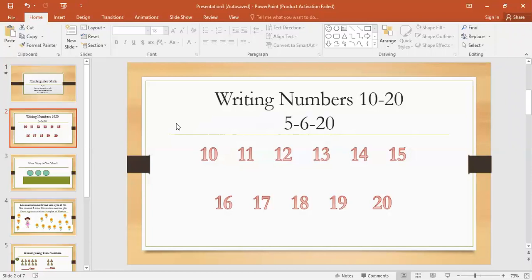Okay, we're going to go ahead and say the numbers 0 through 20 before you begin writing numbers 10 through 20. So let's start all the way at the beginning. Ready? 0, 1, 2, 3, 4, 5, 6, 7, 8, 9, 10, 11, 12, 13, 14, 15, 16, 17, 18, 19, 20. Right now, we're going to go on from 20 and we're going to count up to 30. Ready? 20, 21, 22, 23, 24, 25, 26, 27, 28, 29, 30.